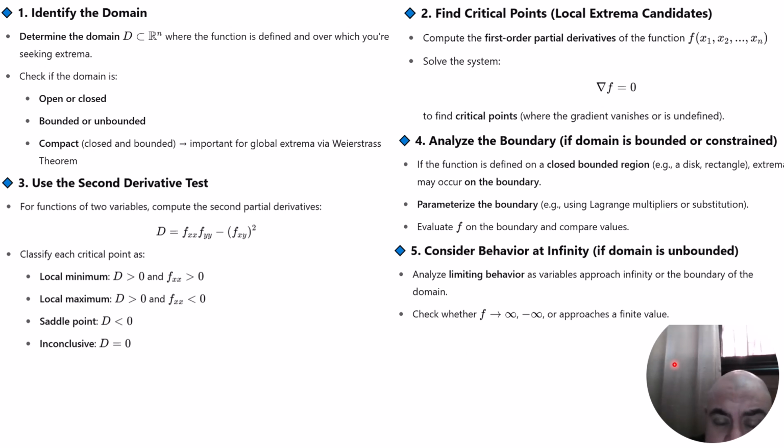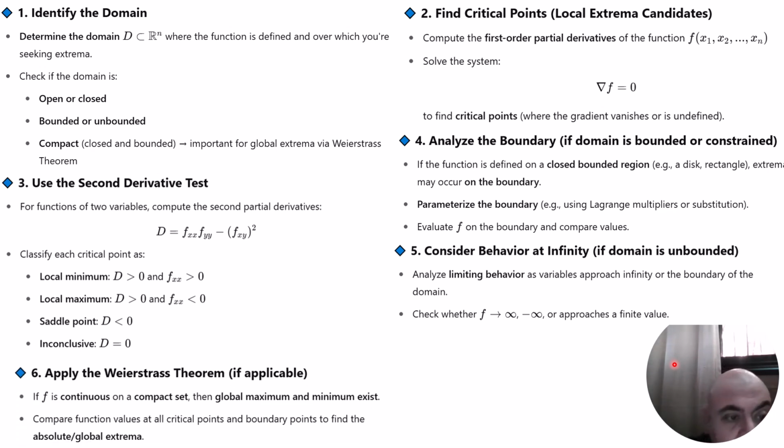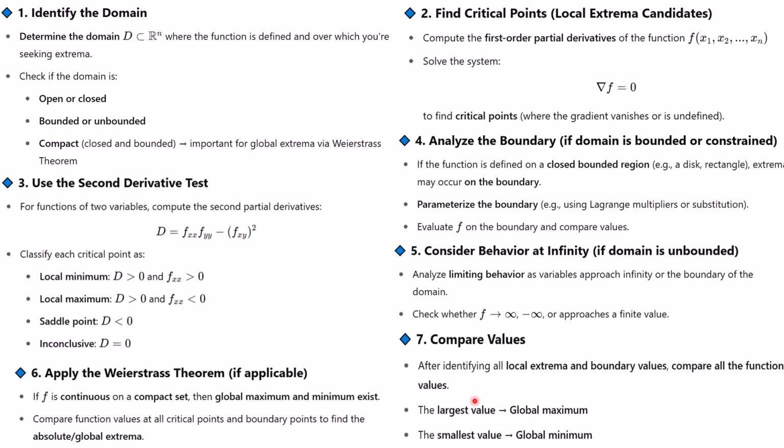The fifth step, consider the behavior at infinity in case of open domains. When the function goes to infinity, let's study the case. Apply the Weierstrass theorem if applicable. If f is continuous on a compact set, then a global maximum or minimum exists. Compare function values at critical points and the boundary points and find the absolute global extrema. And last, compare values. The largest value is going to be the global maximum. The smallest value will lead to the global minimum.